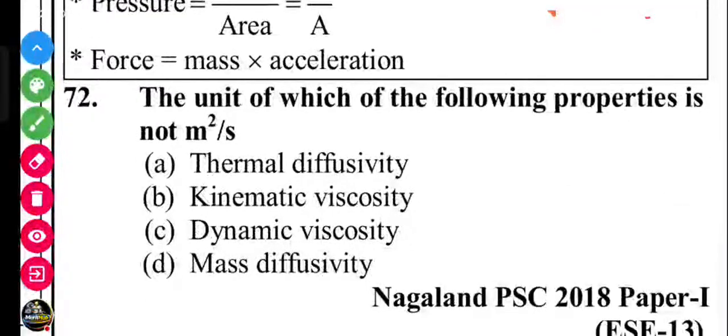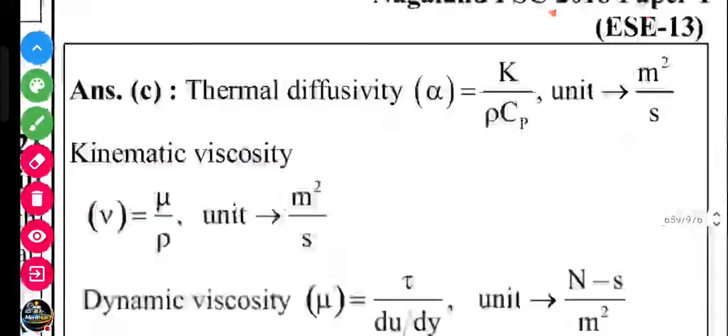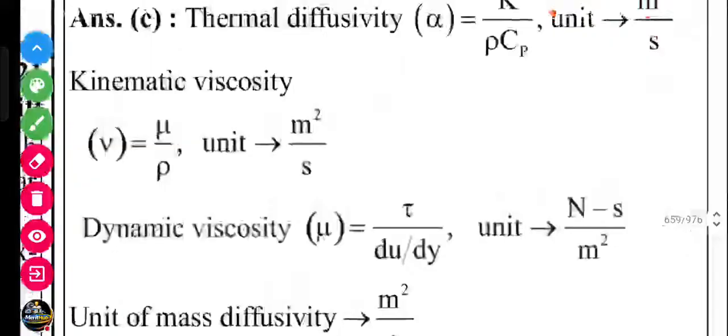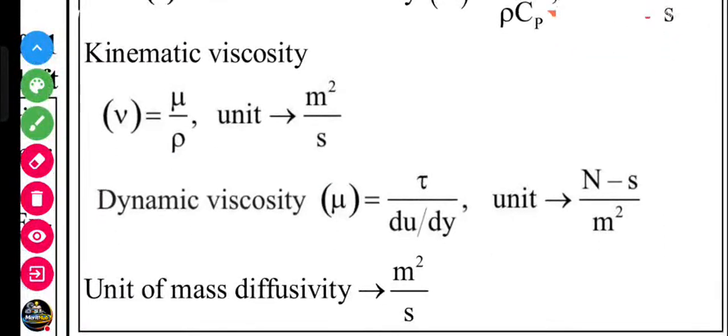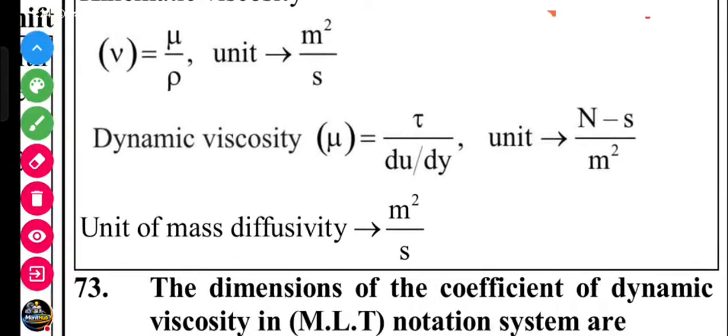Question number 72. The unit of which of the following properties is not meter square per second? Dynamic viscosity is not meter square per second; it is Pascal second, Newton second per meter square. So C is the answer. Here is the explanation. Thermal diffusivity has unit meter square per second. Kinematic viscosity is also meter square per second. Dynamic viscosity is Newton second per meter square. You can eliminate this option here.